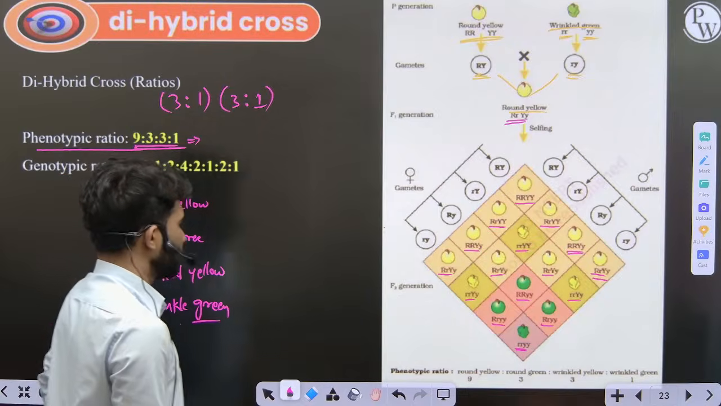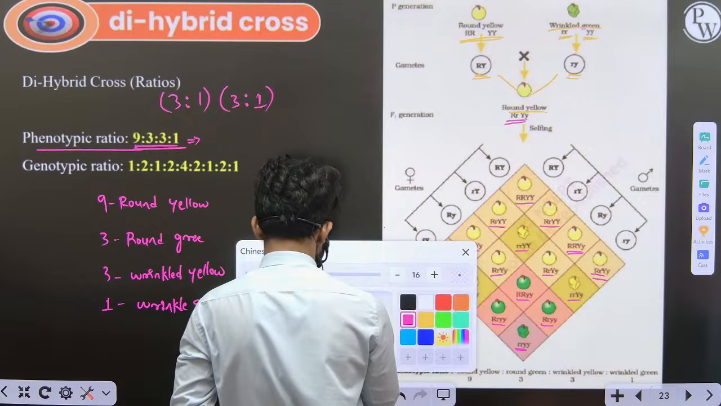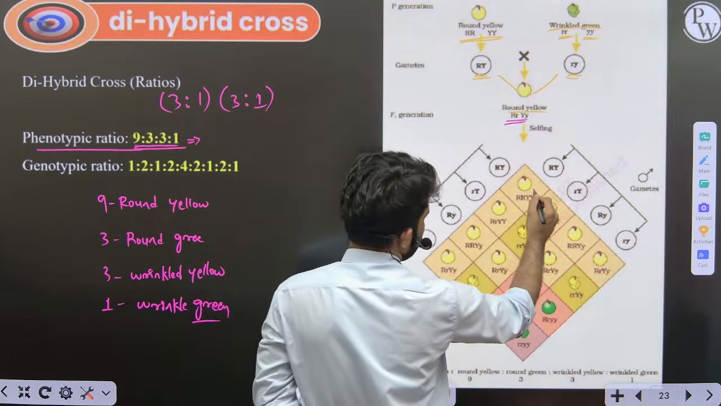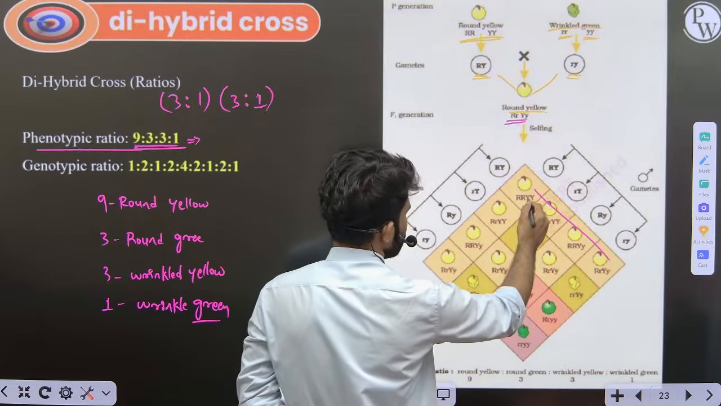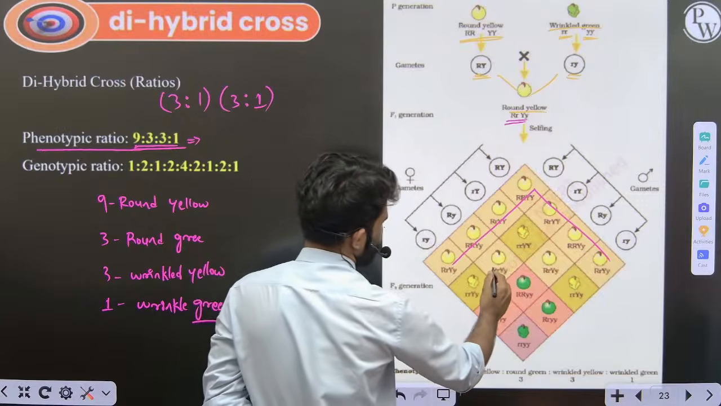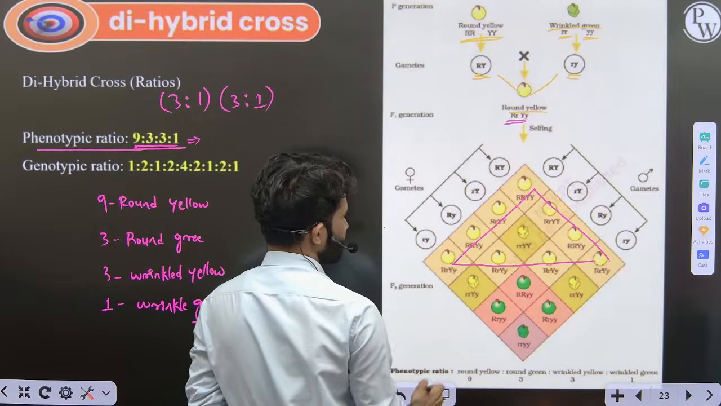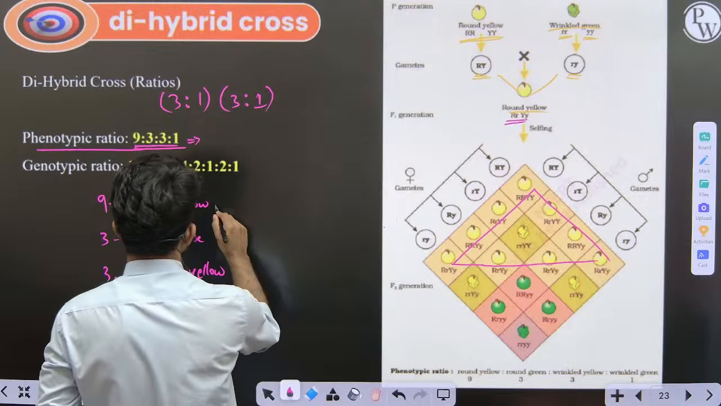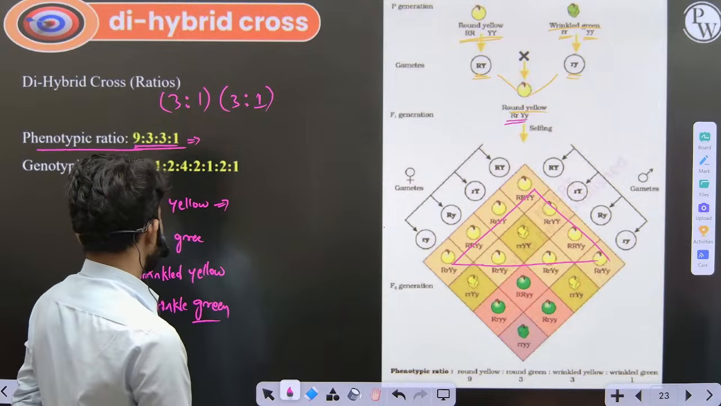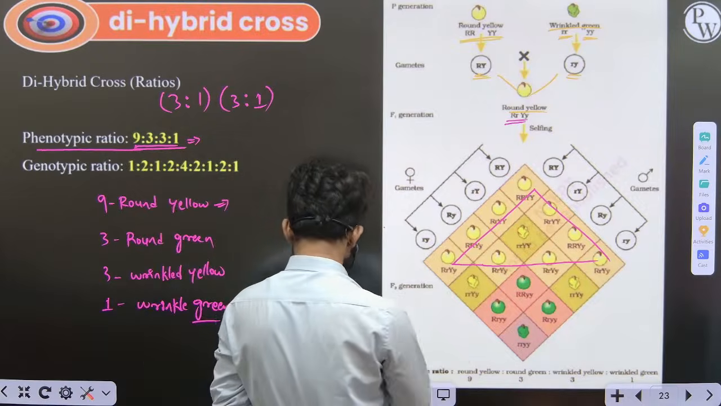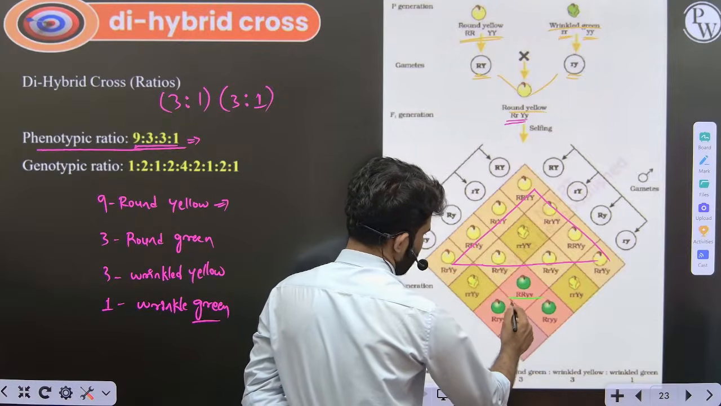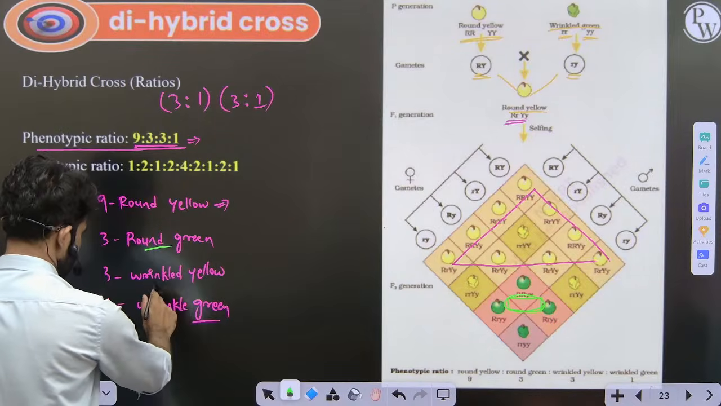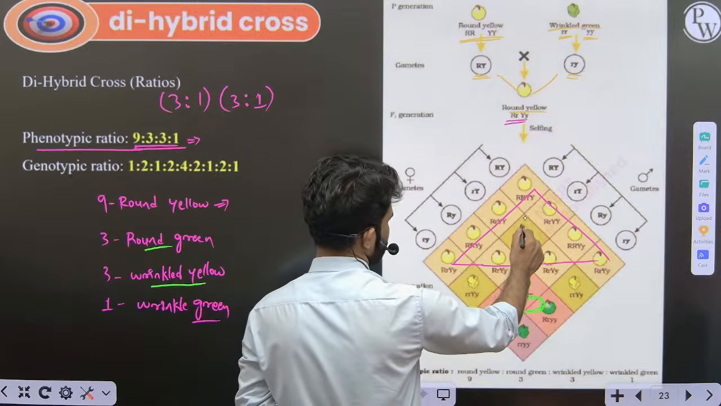What are those round yellow seeds? What are those round seeds where you will get the color yellow? So that is where it is called yellow.